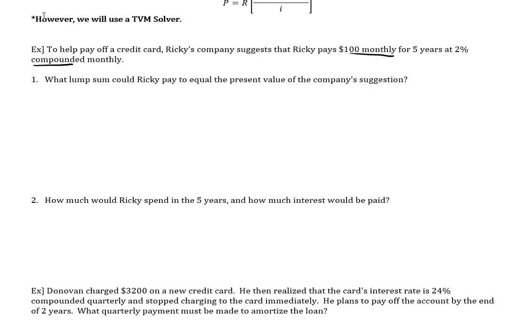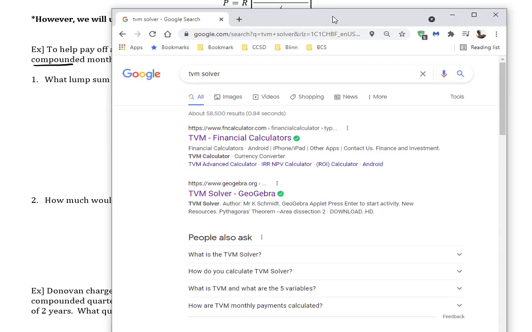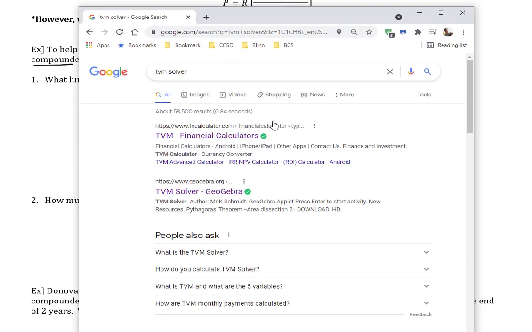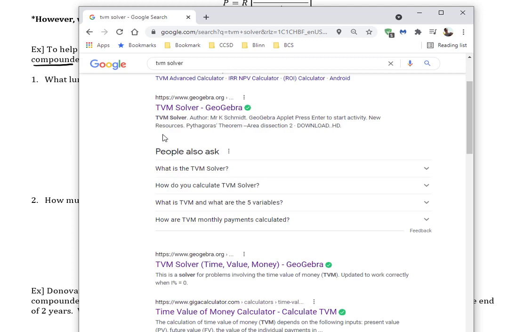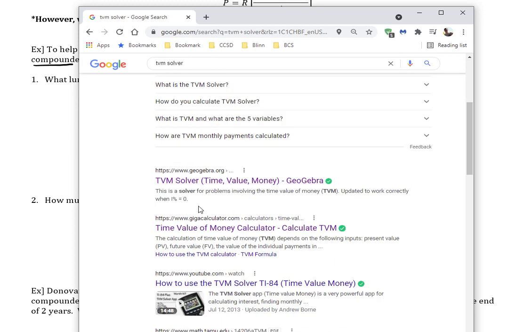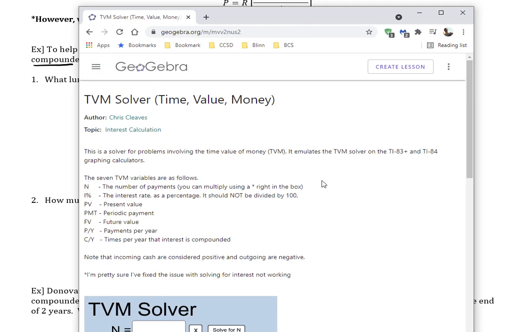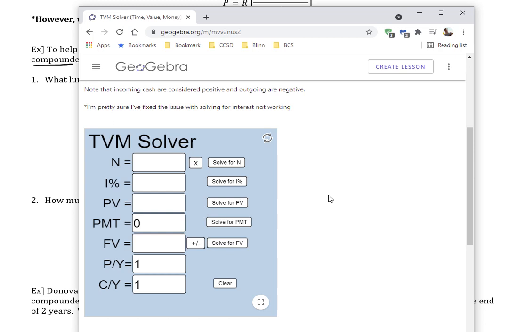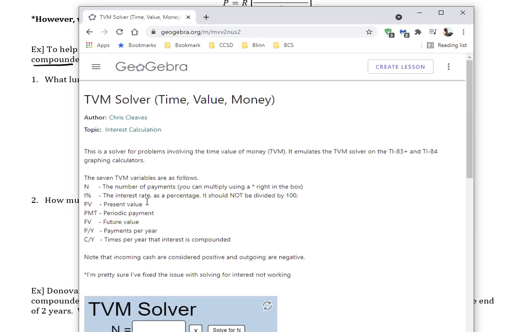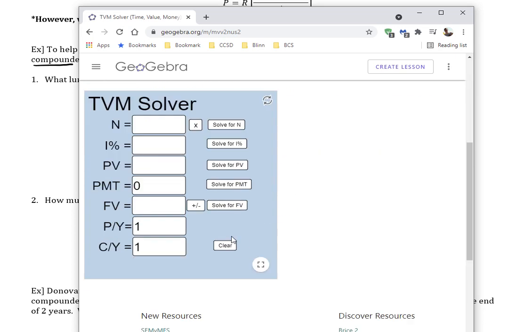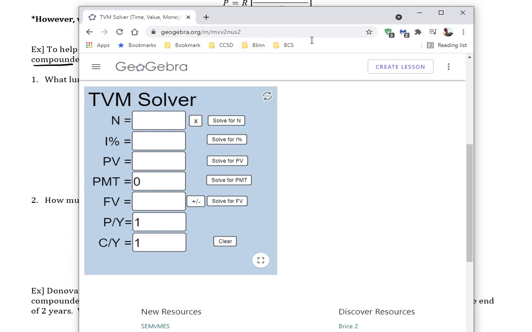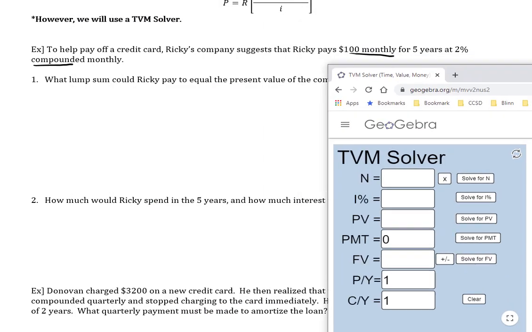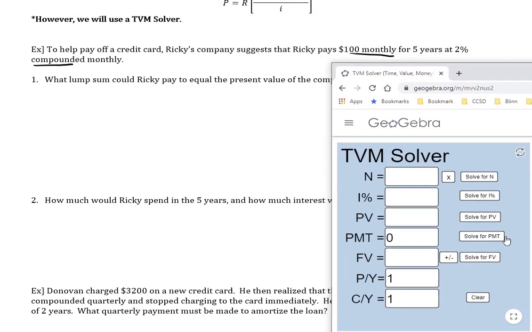Okay, so instantly we have the TVM solver, and I just use the TVM solver online. So the 83, 84s, Inspires, those types of calculators have them too, but this one is free and right away available on a computer, so that's what I'm using. And even the 83 or 84 looks kind of like this, and I like this one, the GeoGebra. Kind of tells you what's going on with those, but we will be entering the numbers here as we go. All right, so just to move it to the side for now.